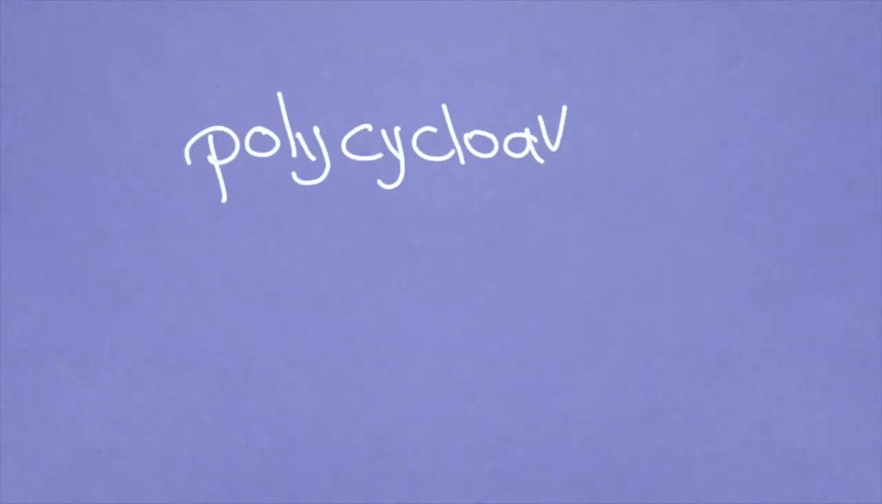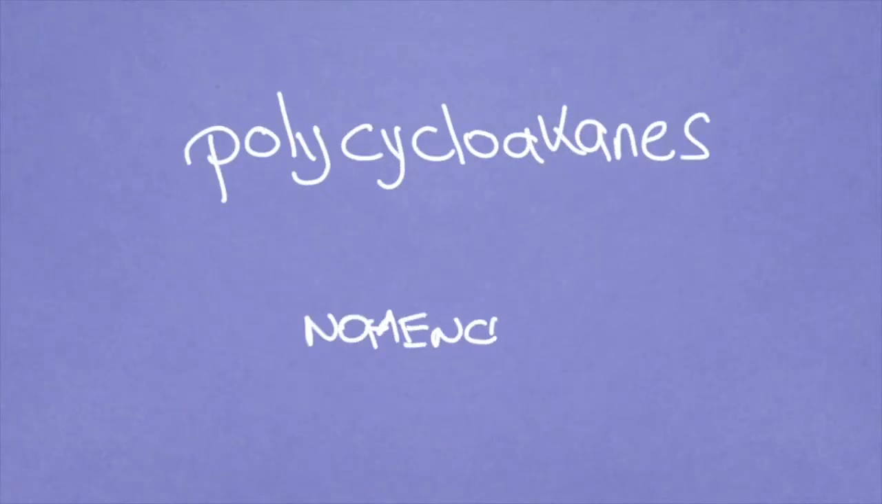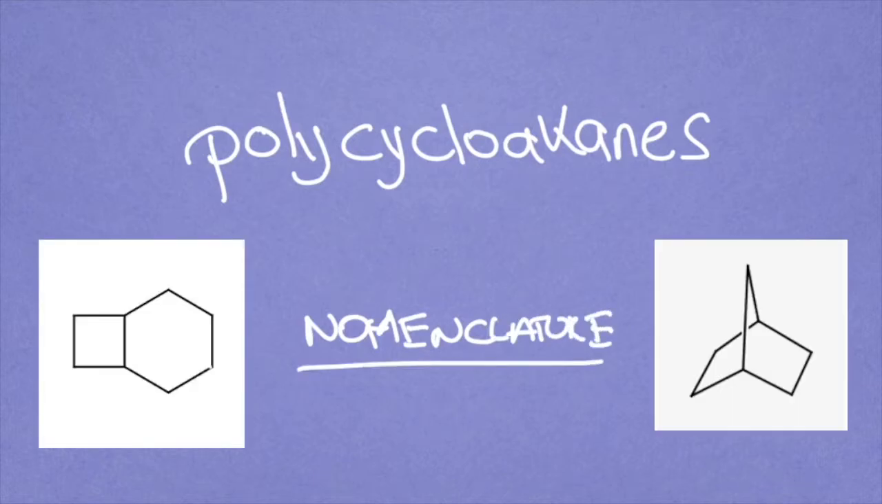Hey everyone again, so in today's video, we're going to go through polycycloalkanes nomenclature. So first we have here some examples that we want to go through. So the first example, it's this one, and when naming polycycloalkanes, actually what are polycycloalkanes? Polycycloalkanes are basically cycloalkanes that are bound together.